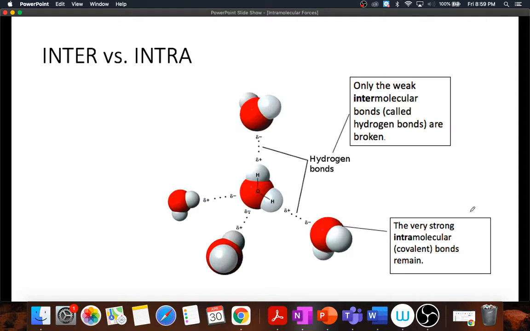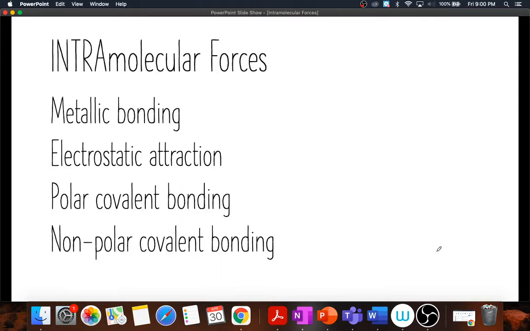Here's another visual that sort of shows the same thing. Here you have a bunch of water molecules, and you'll see that there is some attraction that exists between the water molecules. And these are known as hydrogen bonds, and they are an intermolecular force or an intermolecular bond. And what's keeping the water molecules together is an intramolecular bond. We've talked about some of these intramolecular forces already, but let's recap them all again in the context of what an intramolecular force is.